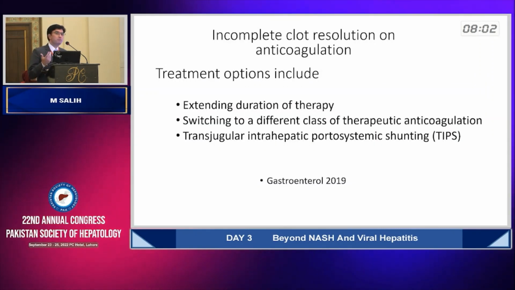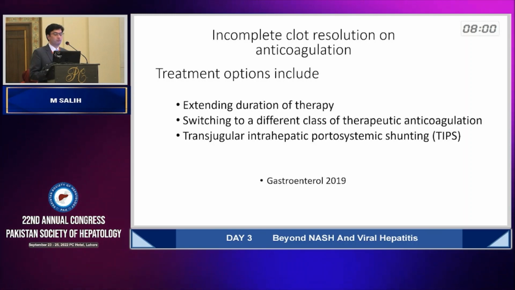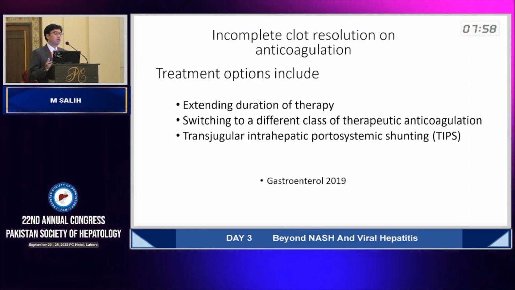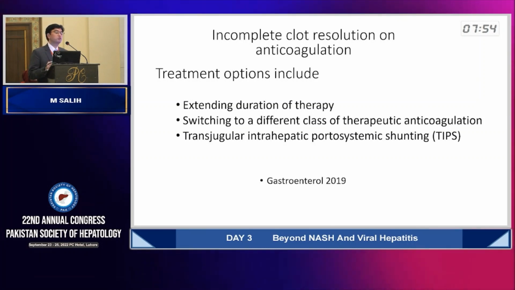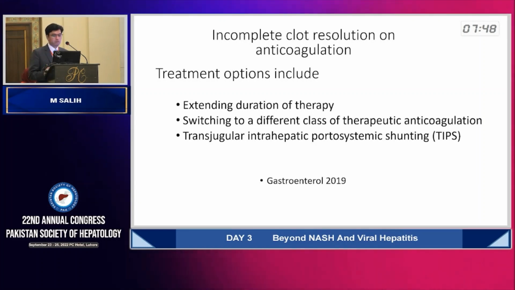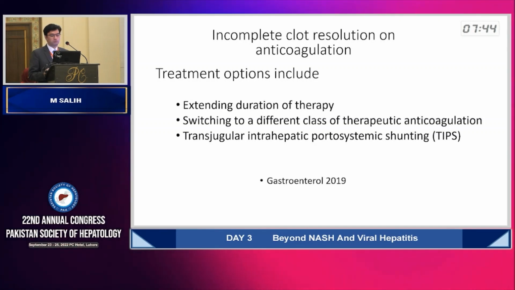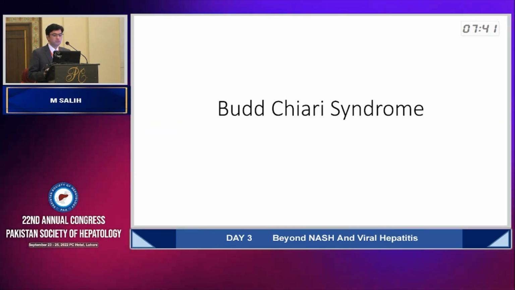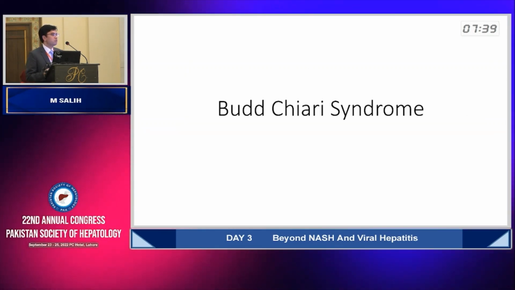So what happens if there is an incomplete resolution on anticoagulation? What we can do is extend the therapy, or switch to another class of anticoagulants. And of course, one may think of another method, which is TIPS, or transjugular intrahepatic portosystemic shunting. Now we move on to the next topic, which is Budd-Chiari syndrome.